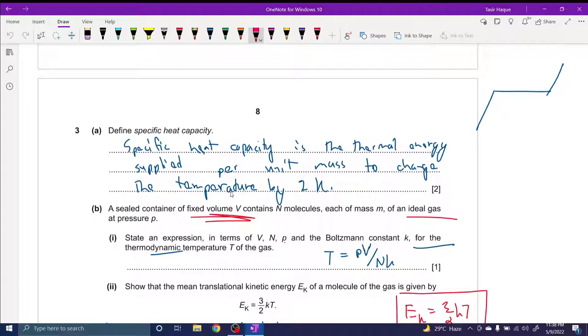So for latent heat, what will it be? It is the thermal energy required to change the state per unit mass without any change in temperature. That's what you need to write, okay?